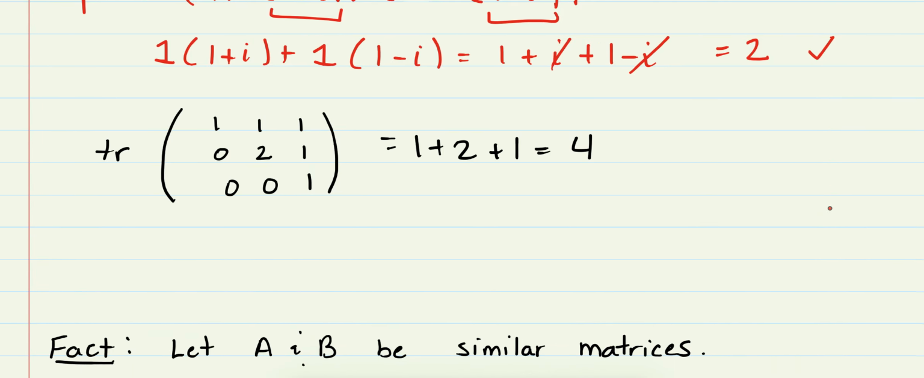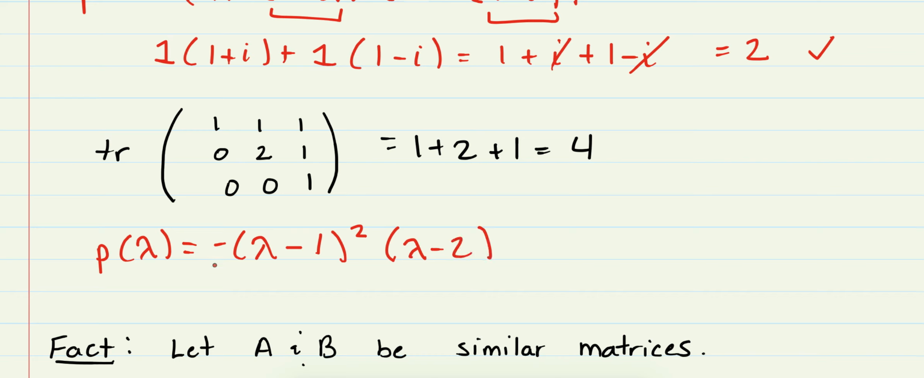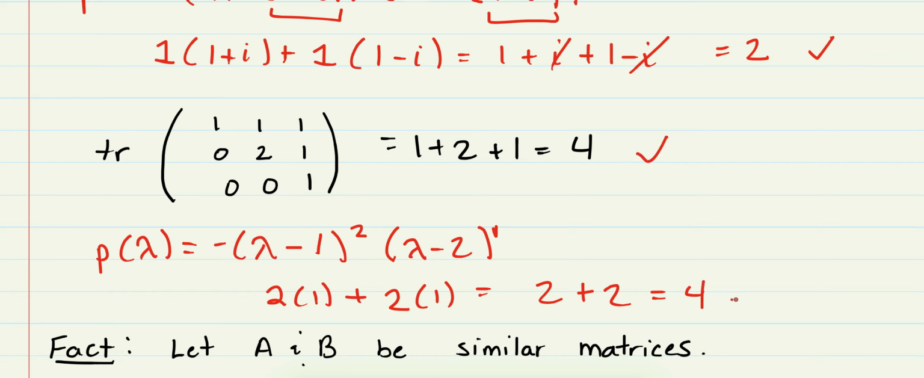Let's try it with this matrix. So the characteristic polynomial was negative lambda minus 1 squared times lambda minus 2. So we're going to take 2 times 1, the algebraic multiplicity times the eigenvalue, plus, this is raised to the 1, so 1 times 2, we get 2 plus 2, which is 4, which is exactly what we have for the trace.